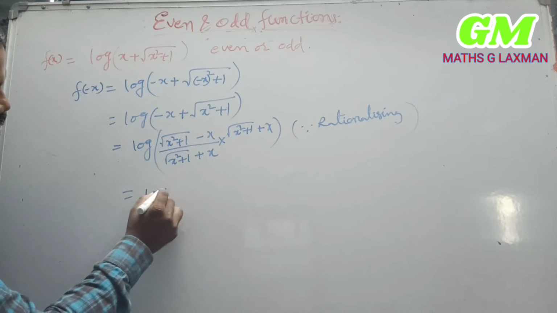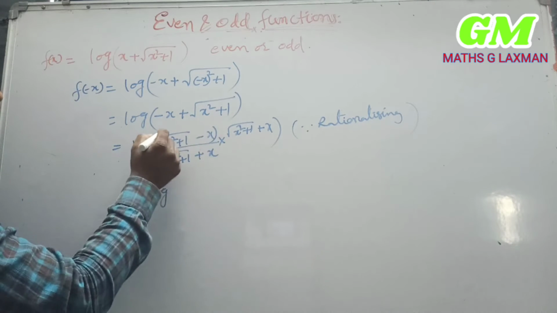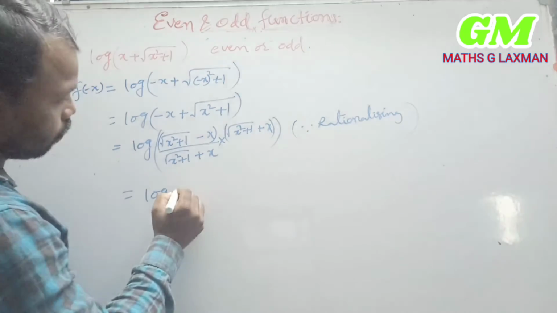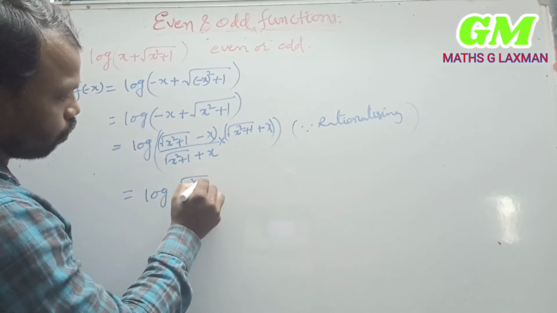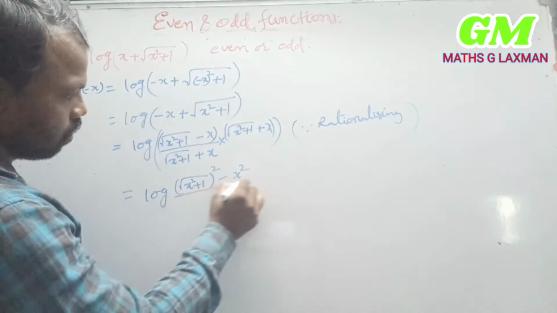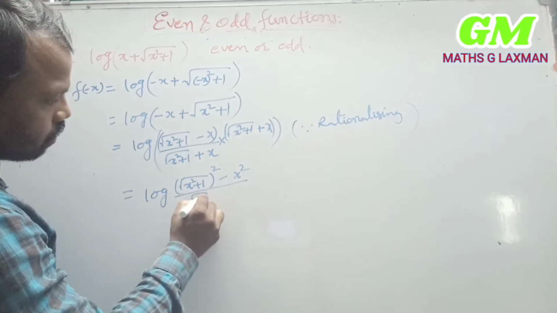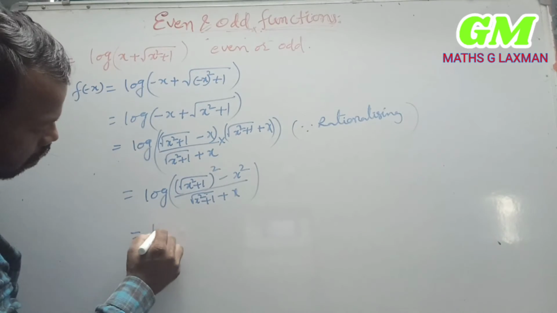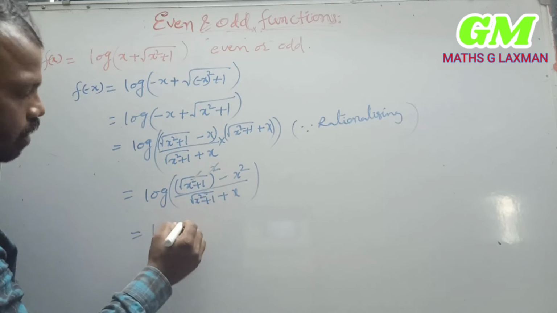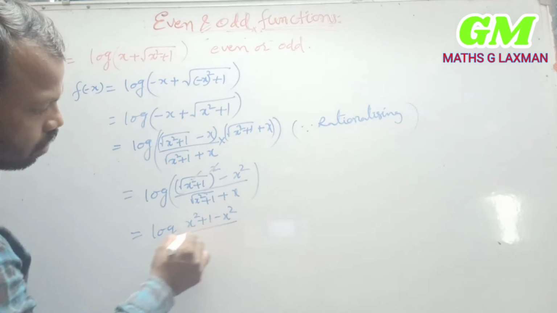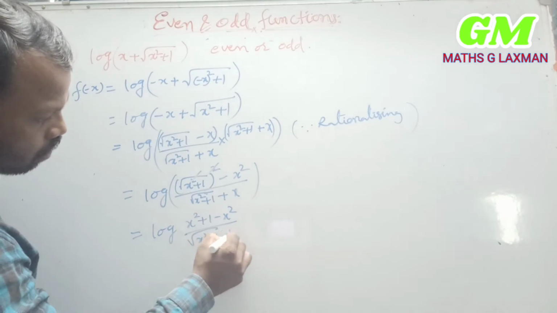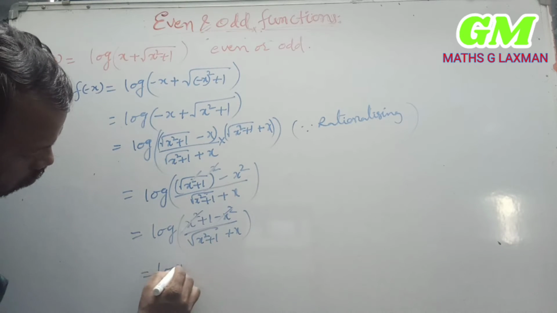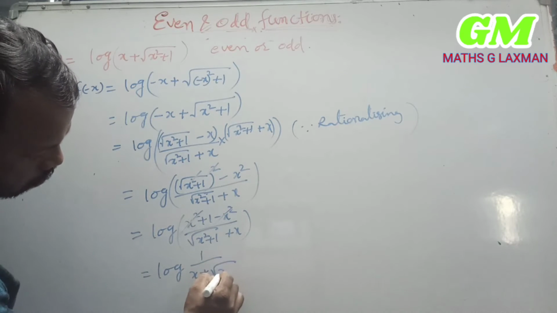So now log of a minus b, here a minus b, here a plus b. So a minus b into a plus b, what will you get? a square minus b square. So under root of x square plus 1 whole square minus x square, divided by, this is as it is, under root of x square plus 1 plus x. Now you simplify this, log of x square plus 1 minus x square divided by under root of x square plus 1 plus x. So x square will be cancelled. So now log of 1 by x plus under root of x square plus 1.